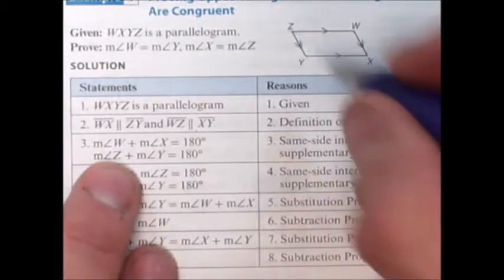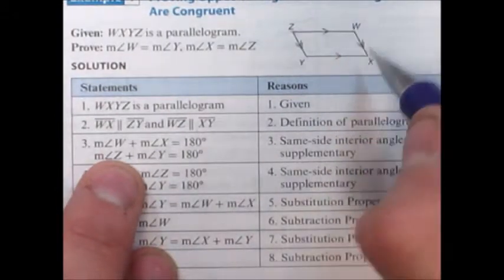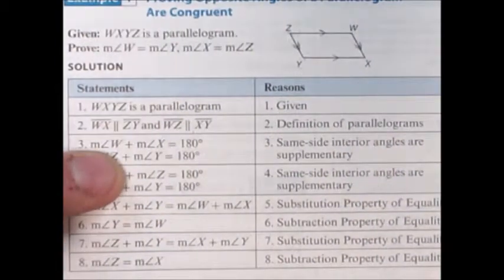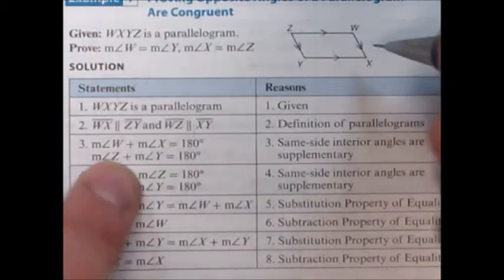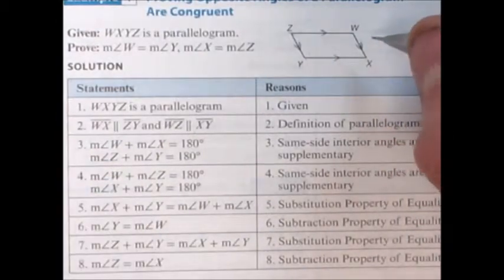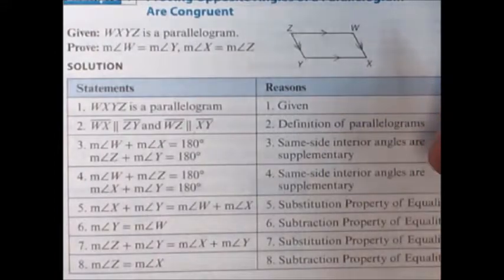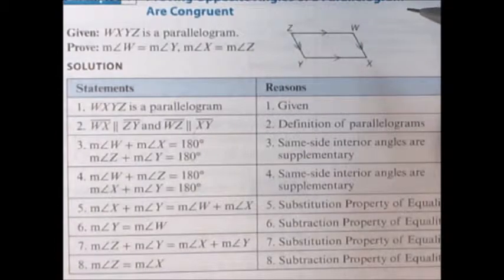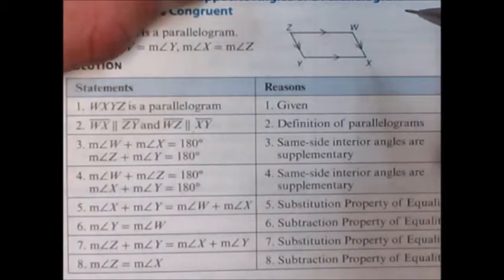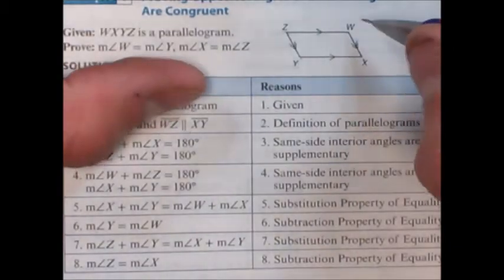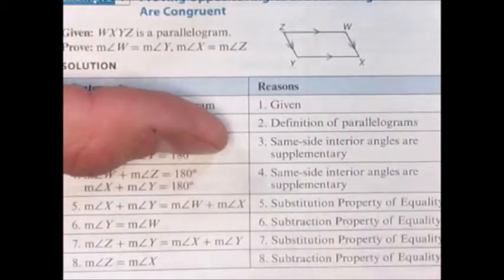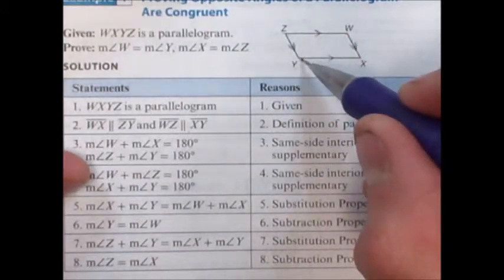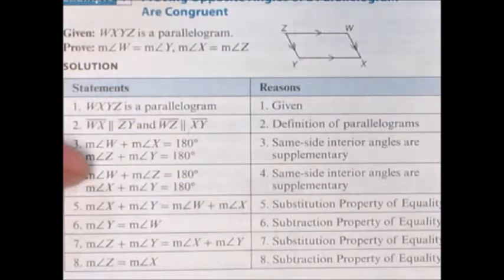Okay. Next, we talk about angle W and angle X being equal to 180 because they are consecutive. They go in order. So they use same-side interior angles. Notice the definition of consecutive angles is the same as that definition here. Consecutive angles are supplementary. So same-side interior angles is a consecutive angle. You might make that note. Same thing for angle X and angle Y. When added together, they equal 180 degrees.